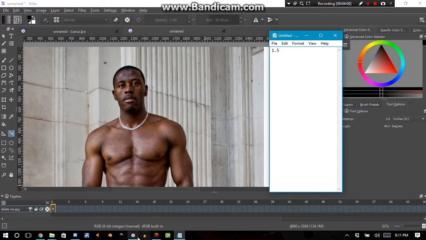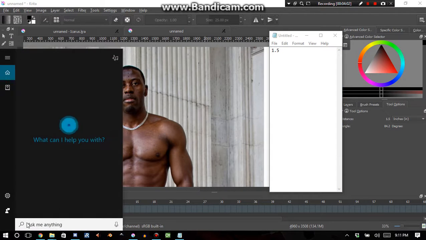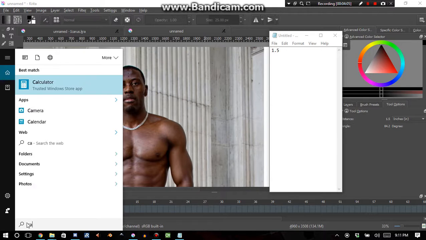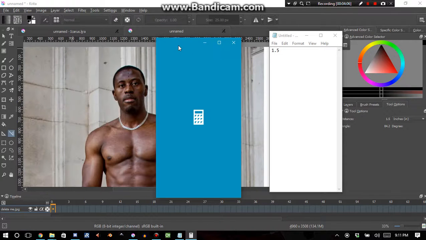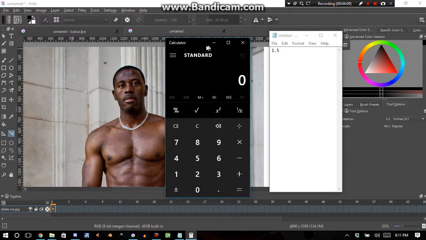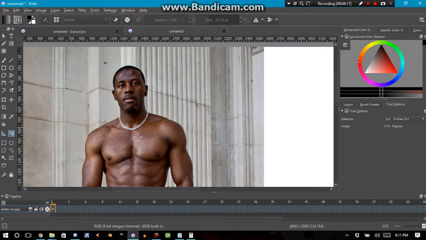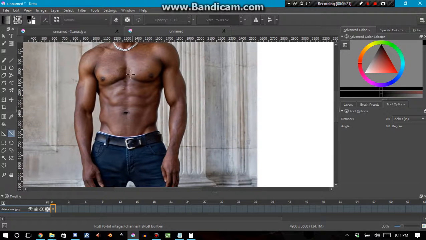1.5. Okay, so let's go ahead and pull out my calculator. Okay, so calculator. We got that. All right, so it's 3 heads long down to his groin area, right? So 1.5 multiplied by 3 equals 4.5, all right? So let's see if from his collarbone down to his groin, if it's 1.5.